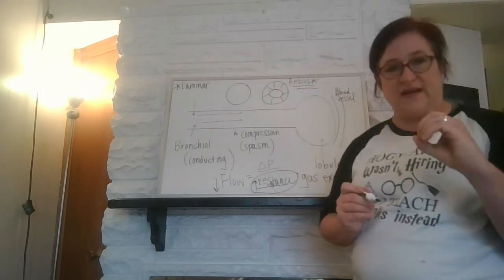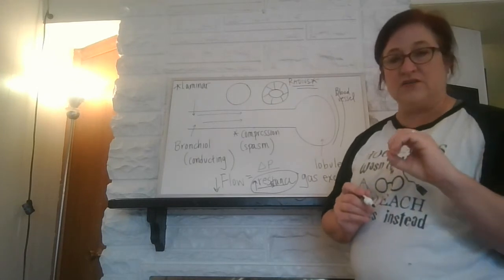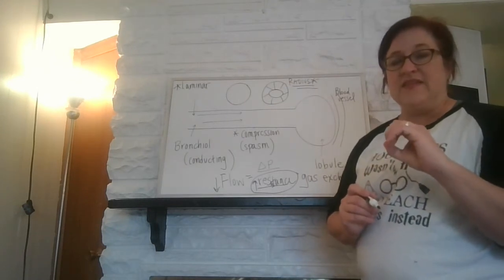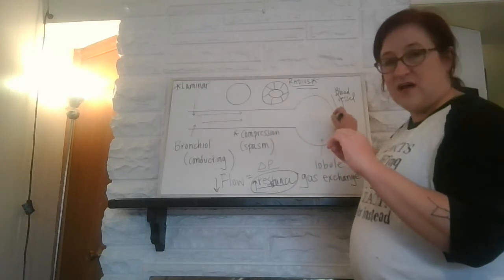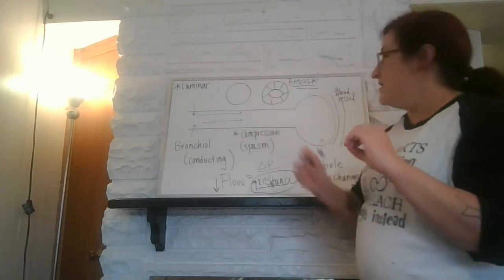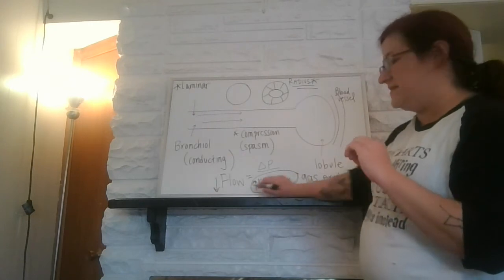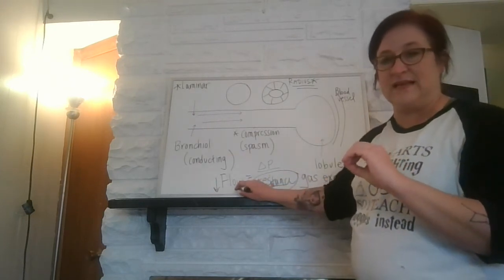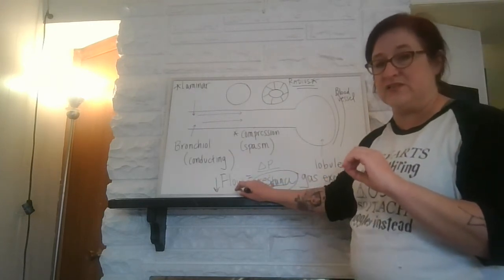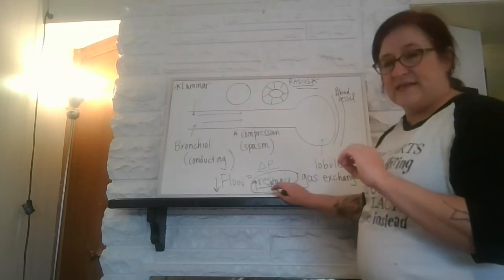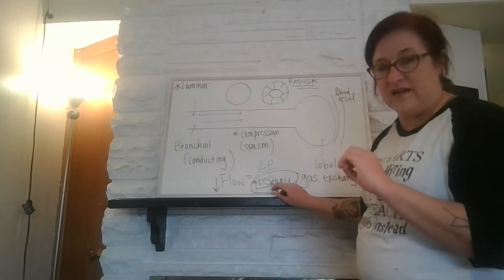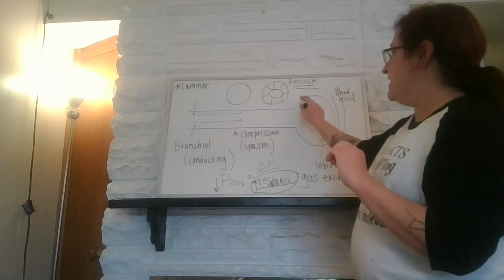So if the radius or diameter of the lung tube decreases, then it's harder to get air down to the lung lobule. So it's resistance. If resistance increases, flow decreases because they have an inverse relationship. And the biggest impact on resistance is the radius.